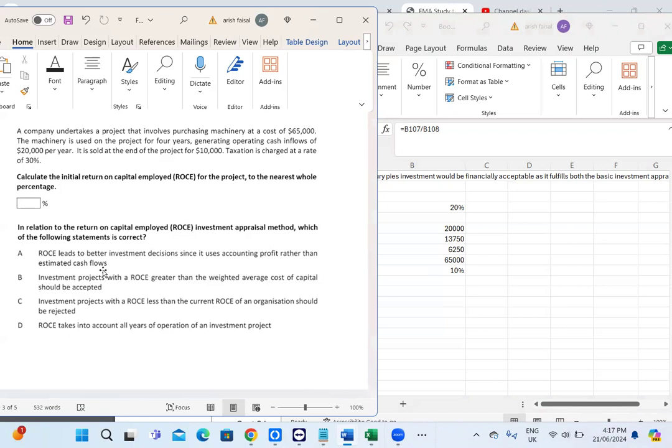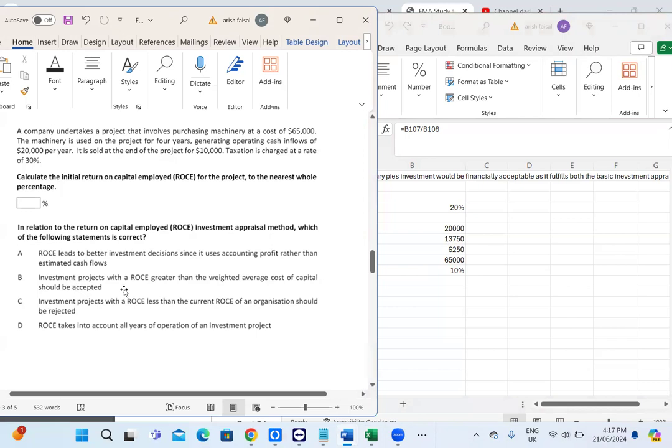Investment projects with the ROC greater than the weighted average cost of capital should be accepted. So if the ROC is greater than the average cost of funding, the project should be accepted. Investment projects with the ROC less than the current ROC of an organization should be rejected. And they say the ROC takes into account all years of operation of an investment project.